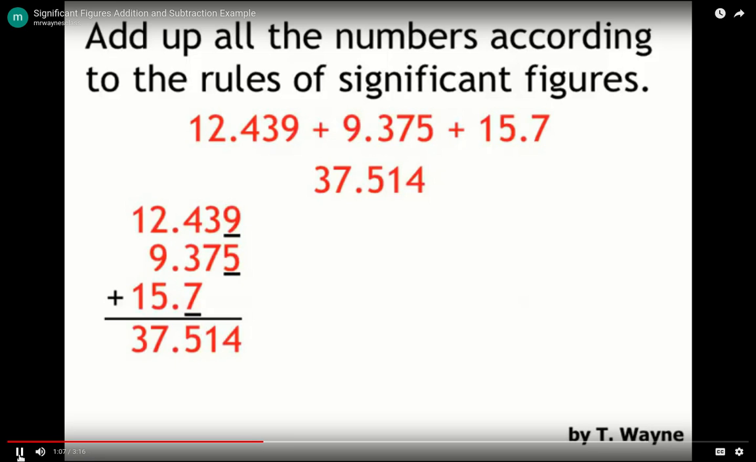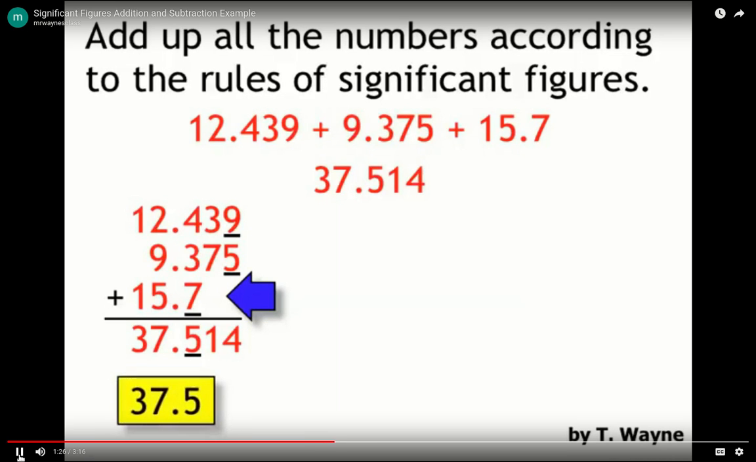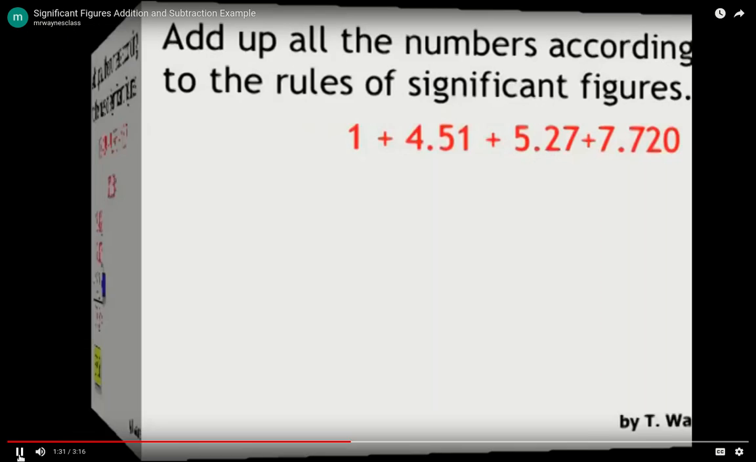Since the 7's the farthest left, I'm going to round my answer of 37.514 to the same place as that number that's farthest to the left. In this case, the tenths place. So the 37.514 is rounded to the tenths place, just like this 7, and that's going to give me 37.5. Let's take a look at a second example problem.